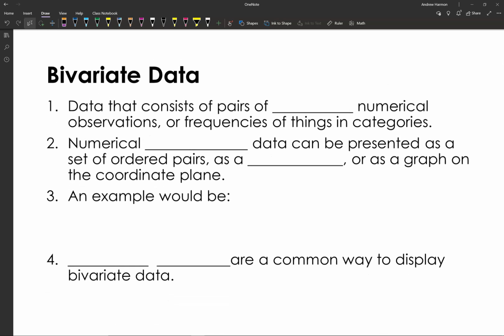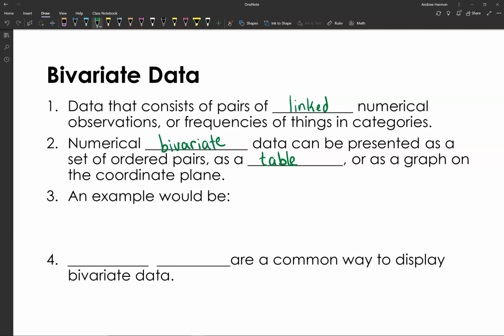So first off, before we get into two-way frequency tables, we need to talk about something called bivariate data. This is data that consists of pairs of linked numerical observations or frequencies of things in categories. This numerical bivariate data, meaning that it has a relationship between two different things, can be presented as a set of ordered pairs, like an x, y, as a table, and this is what we're going to focus on today, or as a graph on the coordinate plane.